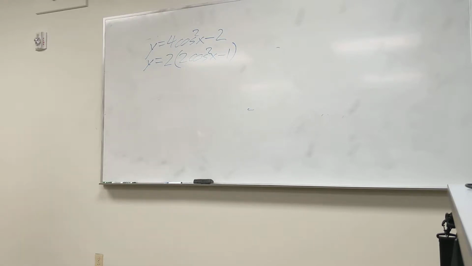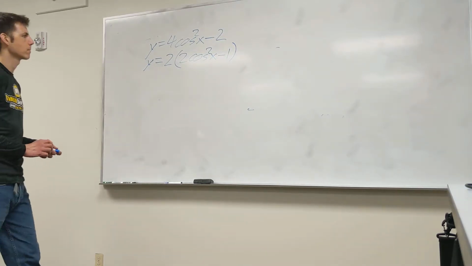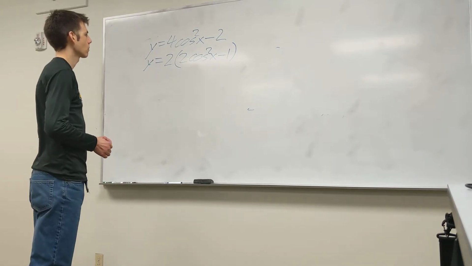Oh, then you already have one of them. Sort of. If you divide the whole thing by 2, right? Well, if you get rid of the outside 2, is 2 cosine squared x minus 1 already one of the double angle formulas?